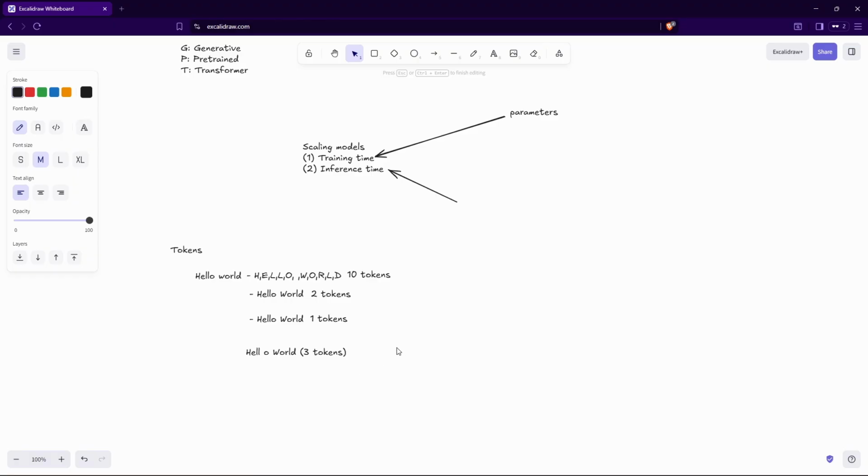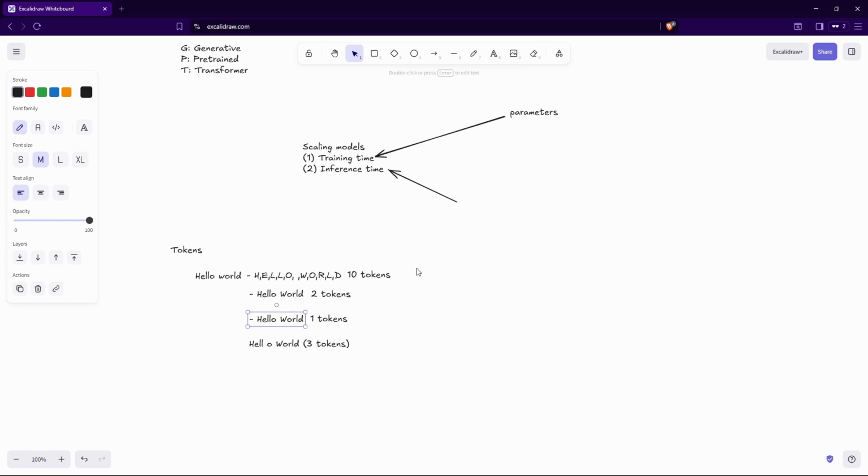And so tokens are a middle ground that works very well, because you can have full words, and you can have more than one word as a token. So this "hello world" can be just one token if it comes often together. And so this works very well as a middle ground.